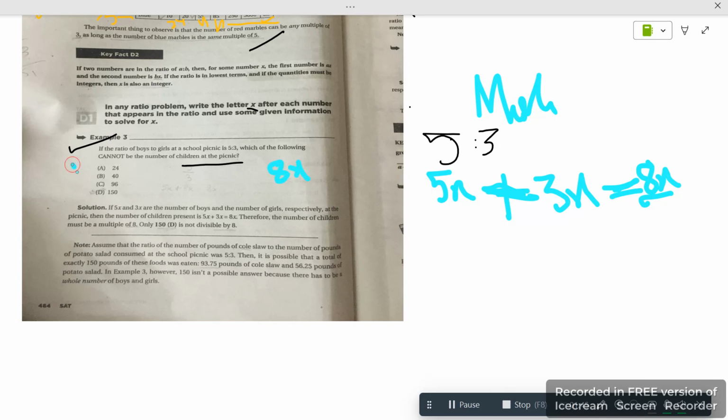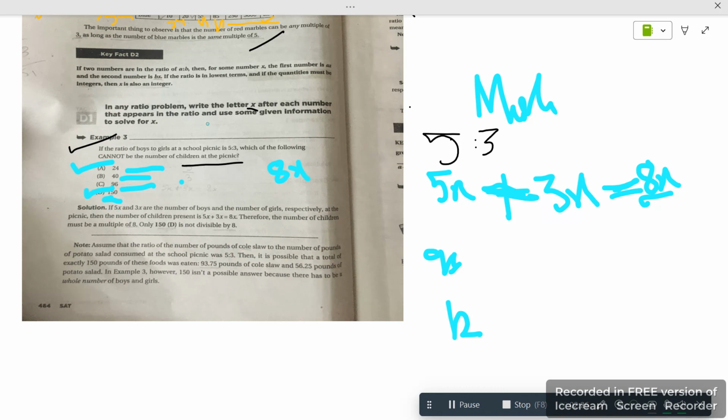Now if you read the 8 table, 8 times 3 is 24, so this could be a multiple. 8 times 5 is 40, and 96 would also be in the 8 table, 8 times 12 is 96. When you read the table, you will not find 150. So 150 is not a multiple of 8, which means option D is the right option. I'm sure you've gotten the solution.